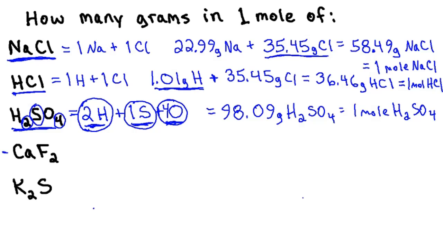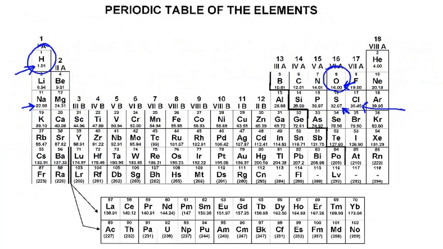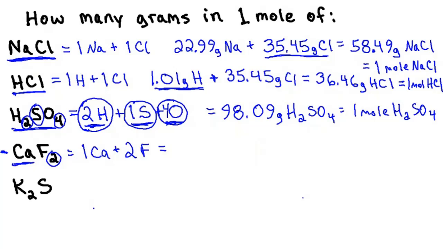Now let's look at our next one, calcium fluoride. So calcium fluoride is made up of 1 mole of calcium and 2 moles of fluorine. So 1 mole of calcium plus 2 moles of fluorine. Now let's find out how many grams is in 1 mole of calcium. Let's look at the periodic table. And calcium's on your left in the second column. And calcium's atomic mass number is 40.08. So 40.08 grams of calcium plus 2 moles of fluorine. So how many grams is in 1 mole of fluorine?